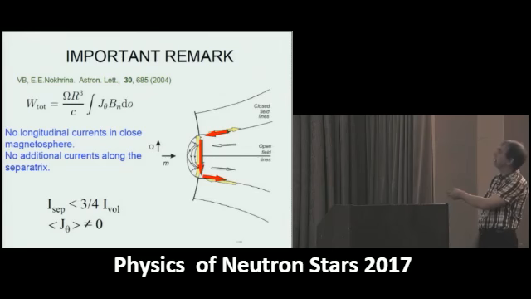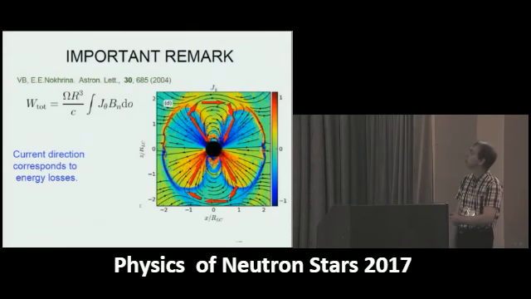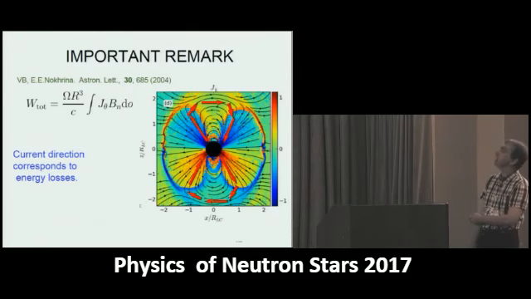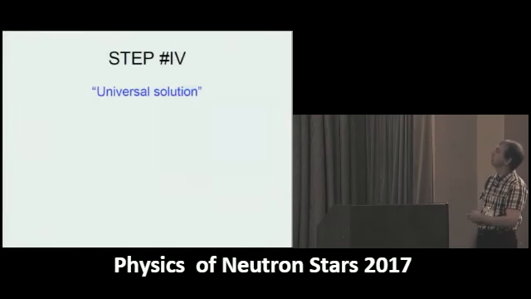Let me stress that the direction of this current, which is a global current flowing along the separatrix, corresponds to energy losses. In the opposite direction, it results in an increase of the neutron star rotation. So this direction is connected with the energy losses.